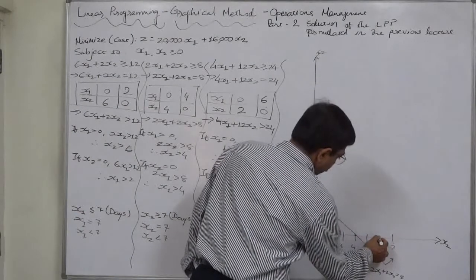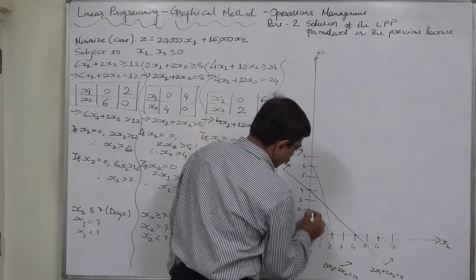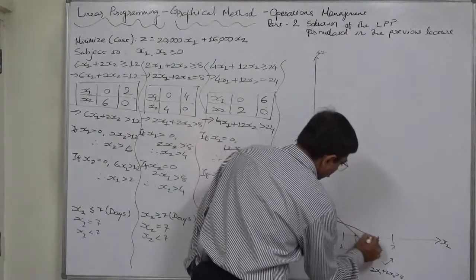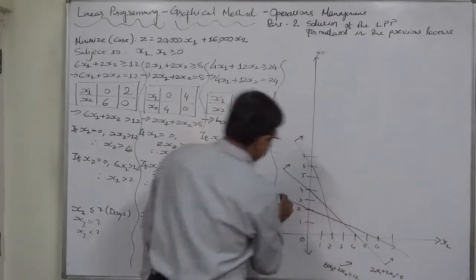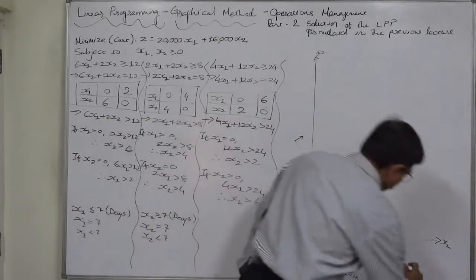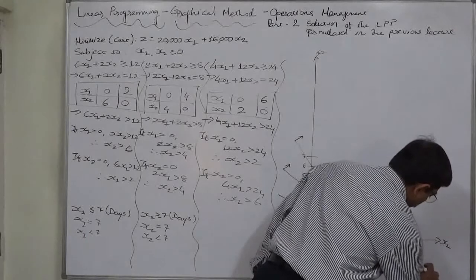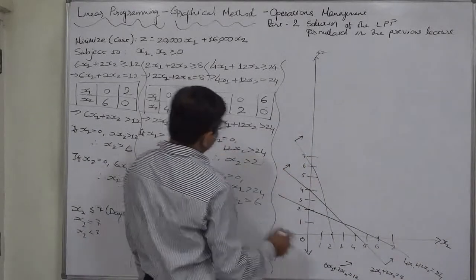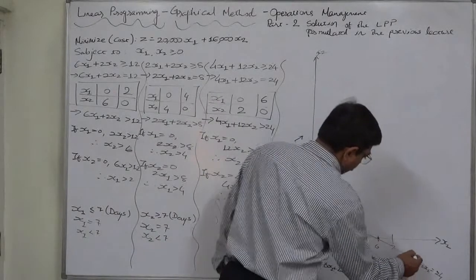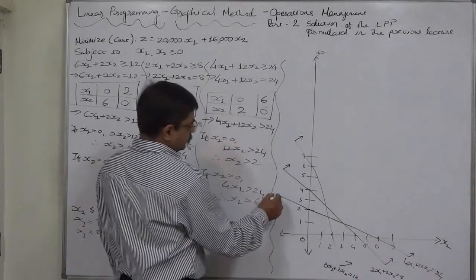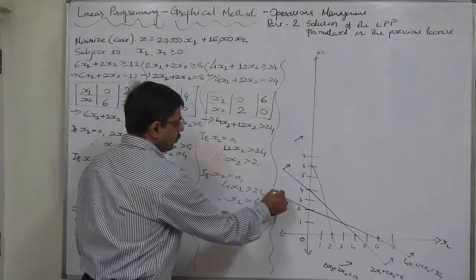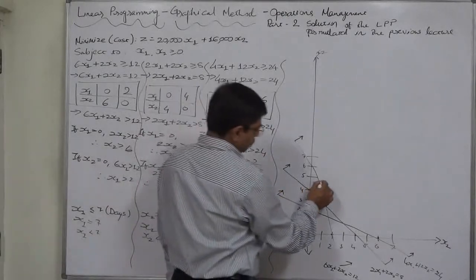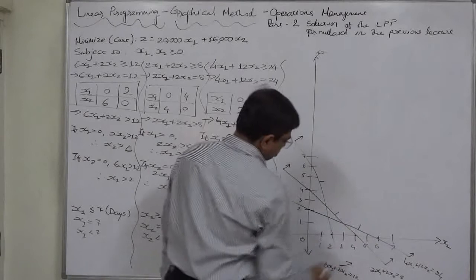x1 6 and x2 2. This kind of line should be there: 4x1 + 12x2 equals 24. x1 greater than 6, yeah, 6 or more, x2 greater than 6, 2 or more will go outside. Yes, this and this.